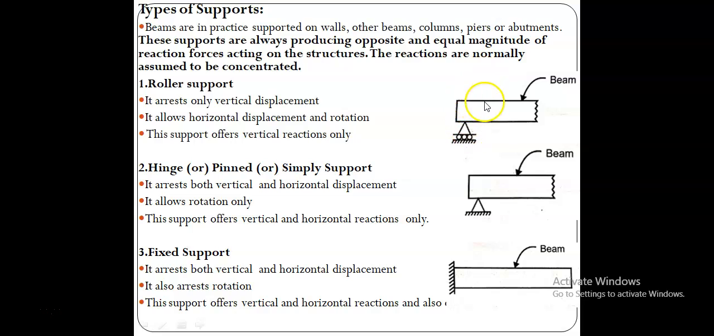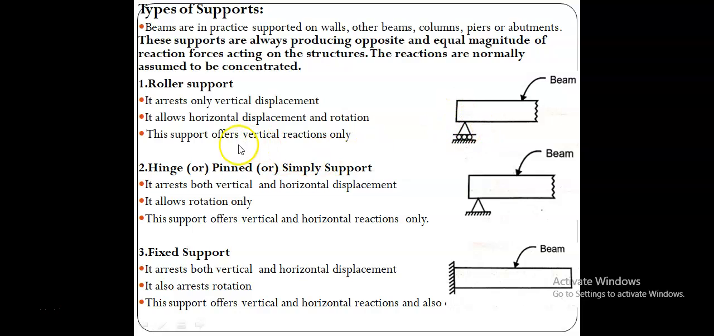Rotation means whatever force is given to this beam, the beam tends to bend or deflect. At the support the deflection becomes 0, because the support offers vertical reaction and therefore won't allow any deflection at the support, but it allows rotation, which means it may bend. Over the support the beam may bend slightly; it allows rotation.